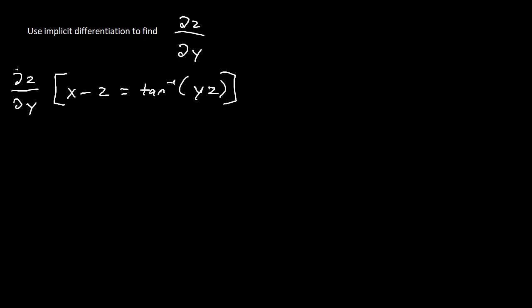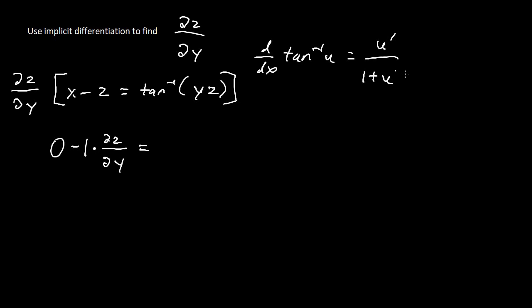Once again, whenever we derive z, we're going to have to multiply by this notation. And then y we can just derive normally. So the derivative of x is a constant, so it's going to be 0, minus the derivative of z, which is 1, times the partial derivative of z with respect to y. That's going to equal the derivative of arctangent of y times z. Now the derivative of arctangent of some inside function u, remember, is going to be u prime, so the derivative of the inside function, over 1 plus u squared.